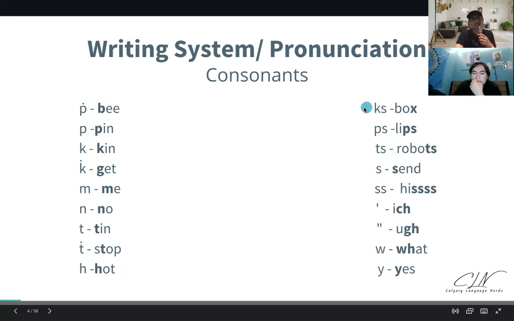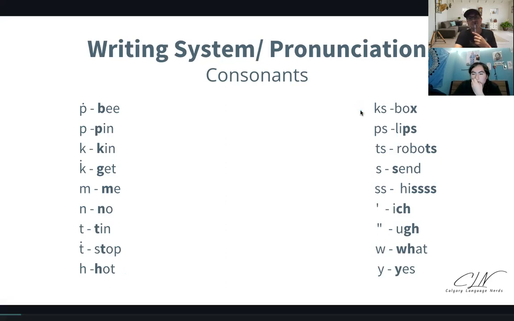Right. This next one, would that be called like a diphthong, when two letters form one sound? This would be a consonant cluster. Okay. Consonant cluster.